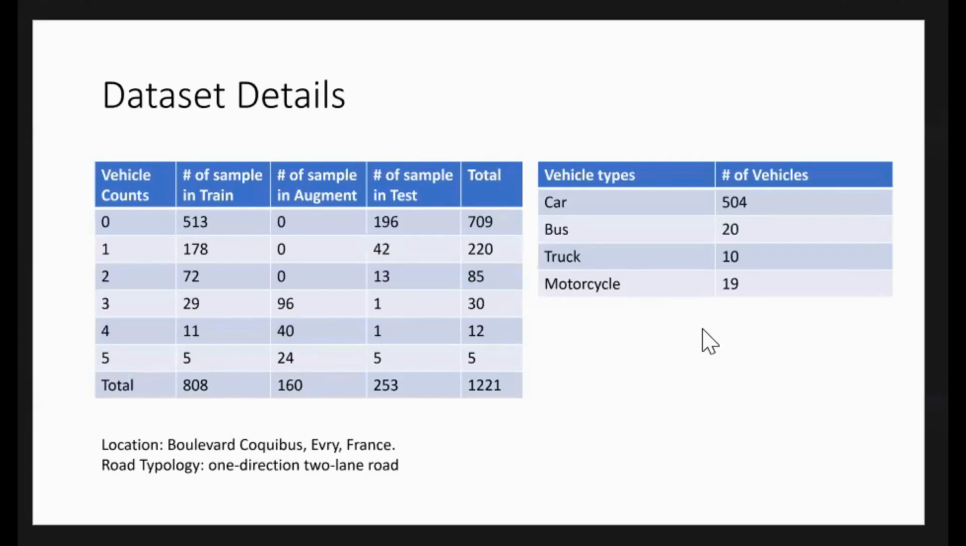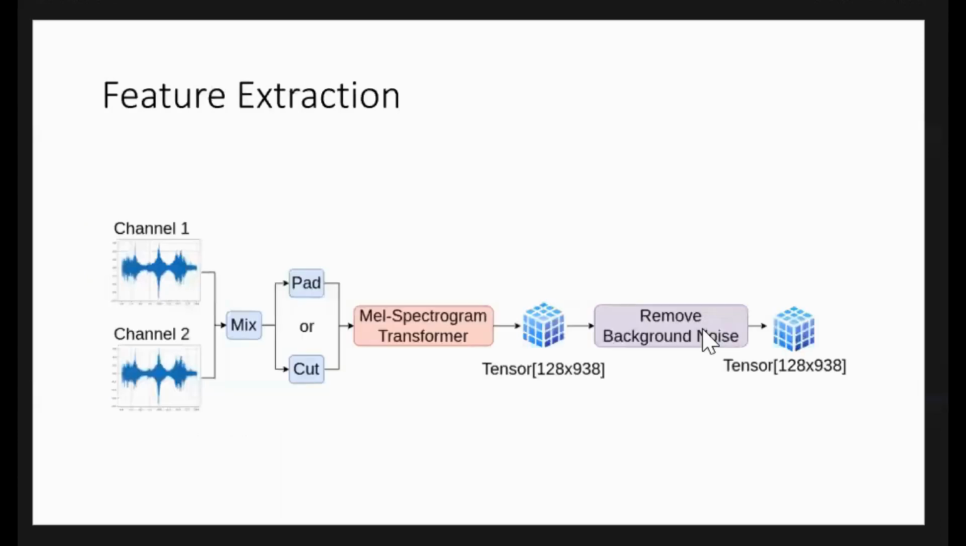So we collected around 1,000 samples, and each sample is a 10-second audio clip. During our roughly 3-hour data collection, we were able to record around 500 vehicles. After we created the data set, we extracted the features from the audio data.